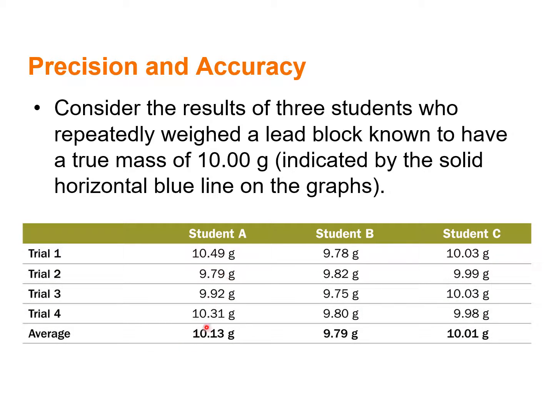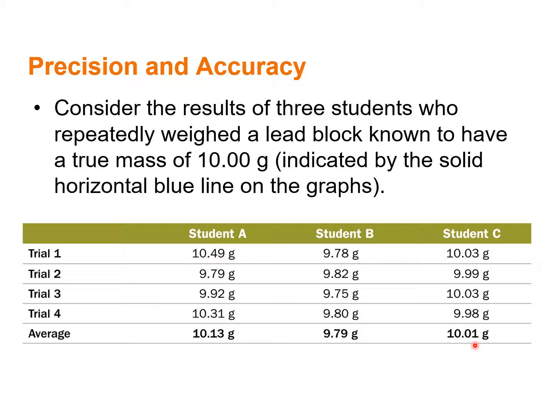Student A gets an average of 10.13, which is not 10.00. Student B gets an average of 9.79, which is also not 10.00. Student C gets 10.01, which is very close to 10.00. So of these 3 students, student C has an accurate result.